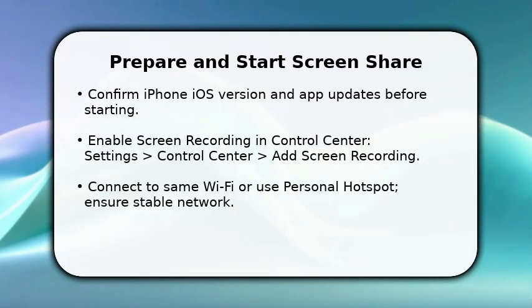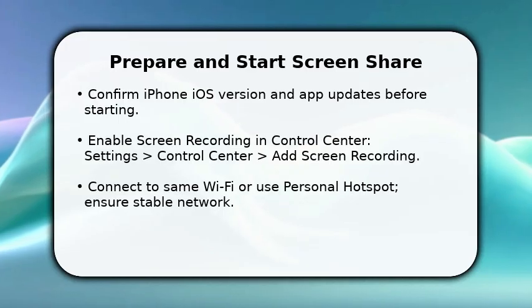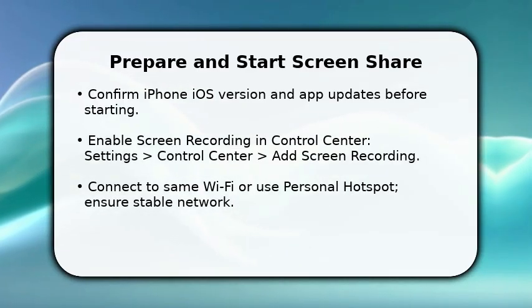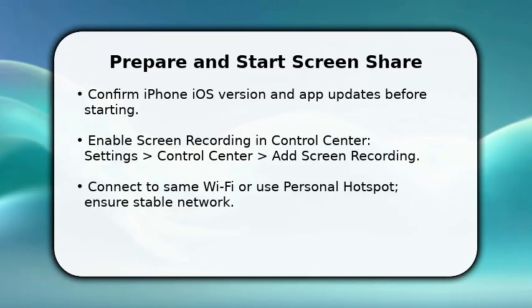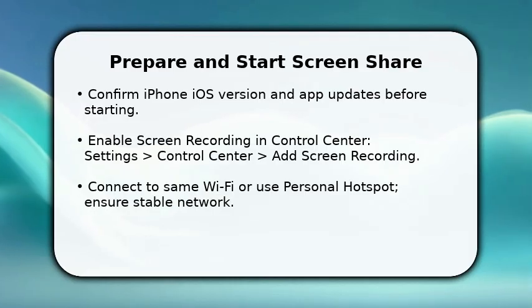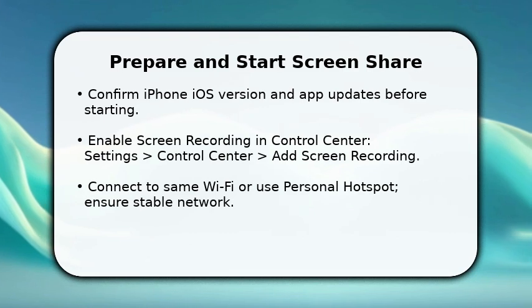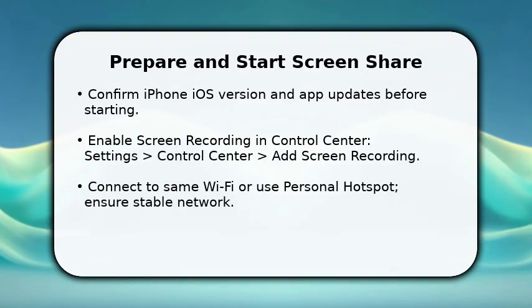You'll begin by preparing the essentials and taking the first actionable steps. Open Settings and confirm your iPhone runs a recent iOS. Outdated system often blocks sharing. Once done, add screen recording to Control Center so you can start quickly. Make sure the target app, FaceTime, Zoom, or Teams, is updated and allowed to record. Also connect both devices to the same Wi-Fi or enable a personal hotspot for stable streaming. Now swipe to open Control Center and get ready to initiate screen broadcast.